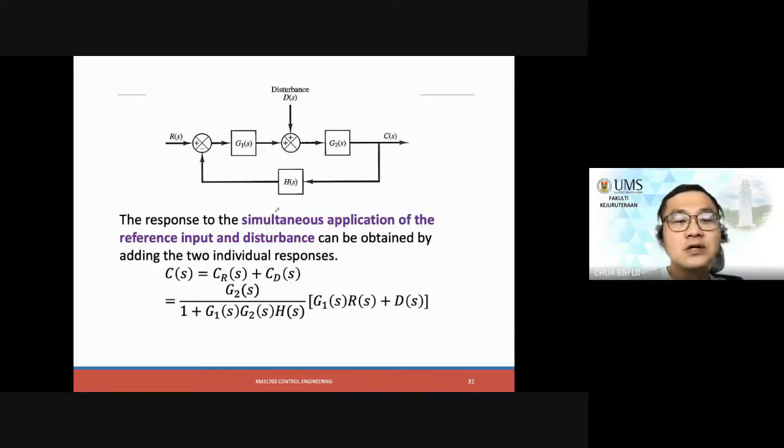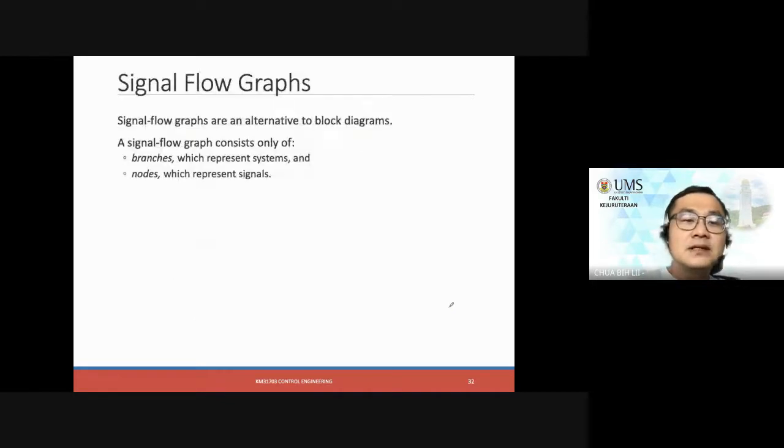Okay, so as a total, as a simultaneous effect of both applications of input as well as the disturbance, we can sum them up together. The C_R as well as the C_D, just total them up together, you would roughly get this kind of transfer function. Okay, the next part would be the signal flow graph.